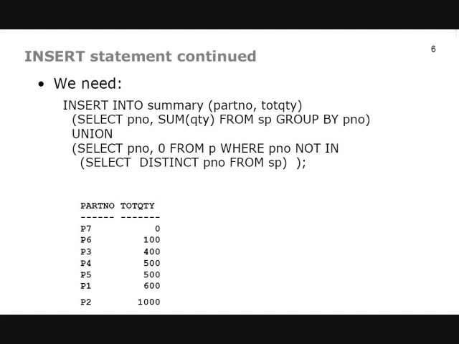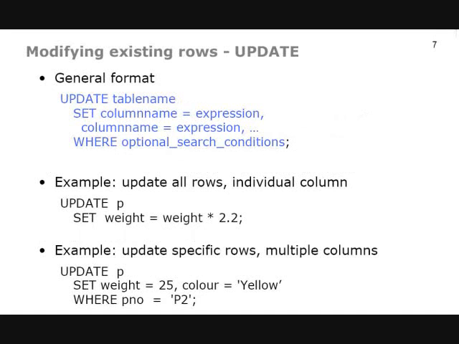So my select statement can be as complex as I want it to be, providing that the results that I feed into the insert are the correct results. There's a correspondence between the columns I'm selecting and the columns I'm trying to insert. Are we all happy with that? So if I did that and I had the P7, then it would appear in my summary table with the 0 next to it. Do we all understand so far?